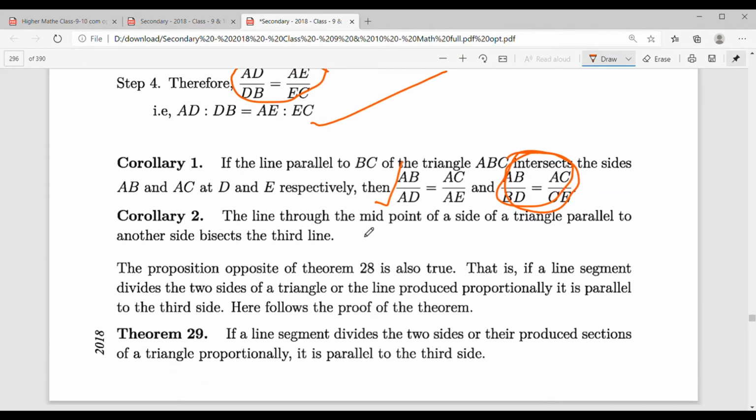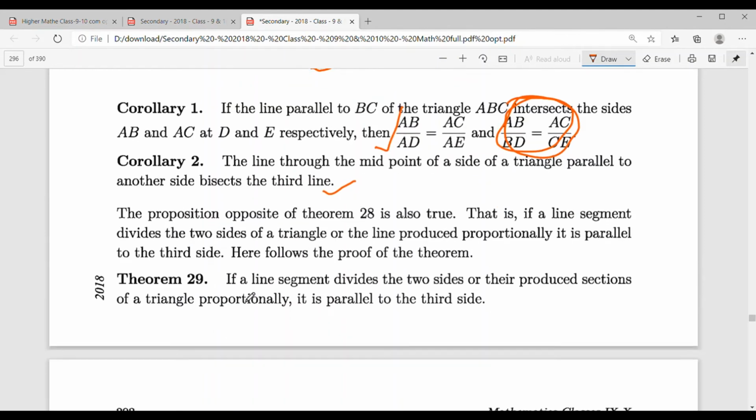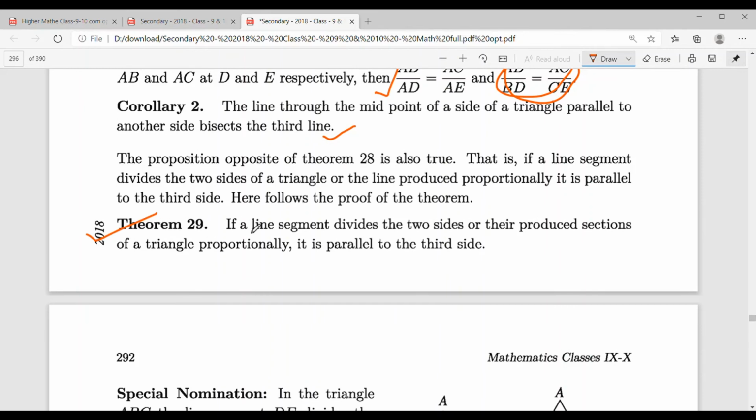Now corollary 2. The line through the midpoint of a side of a triangle and parallel to another side bisects the third side. We have already proved this type of theorem in exercise 6.3. So do it yourself.